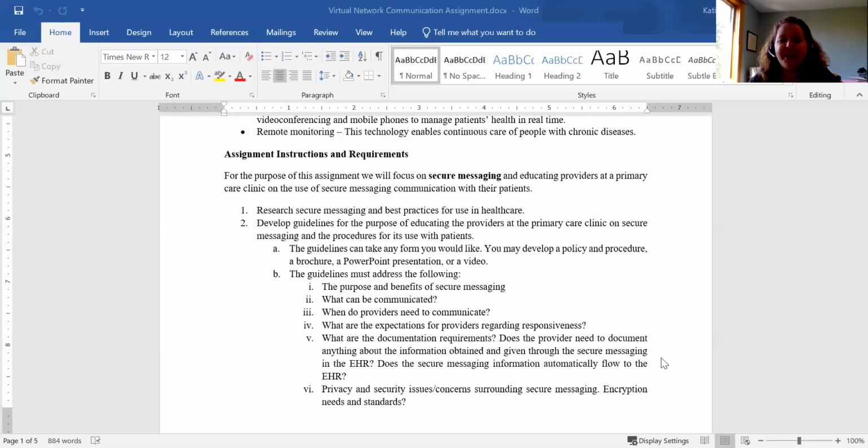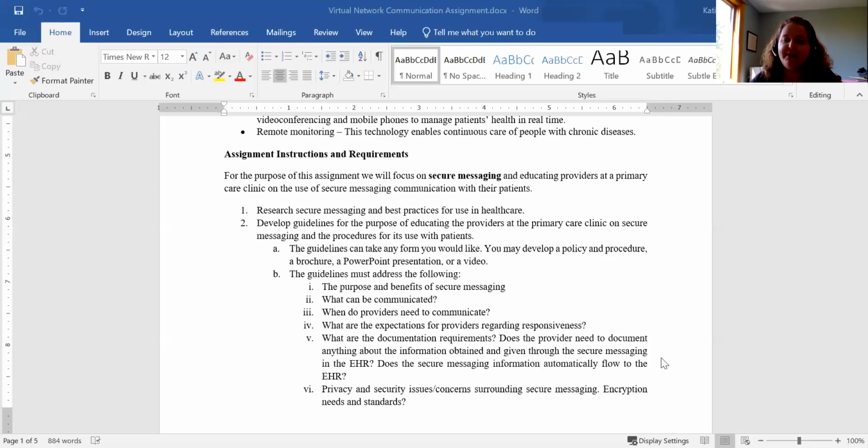And then what are the expectations for providers regarding responsiveness? If they receive a message on Monday morning at 8 a.m., when do they need to respond? What is that guideline? The other thing is what are the documentation requirements for the provider? Does the provider need to document anything about that information obtained or what they gave through secure messaging in the medical record? Or does that information just automatically flow to the EMR? So think about those kinds of things.